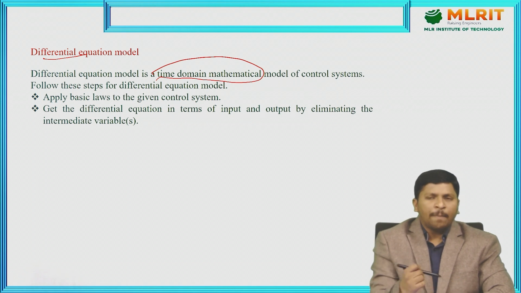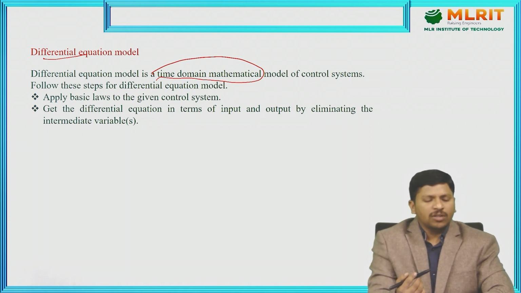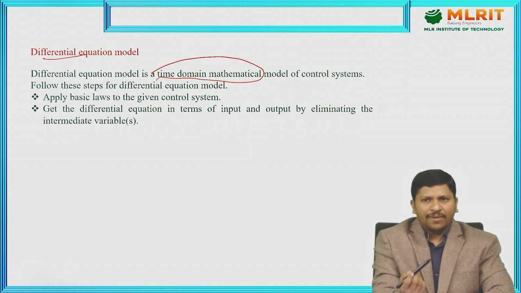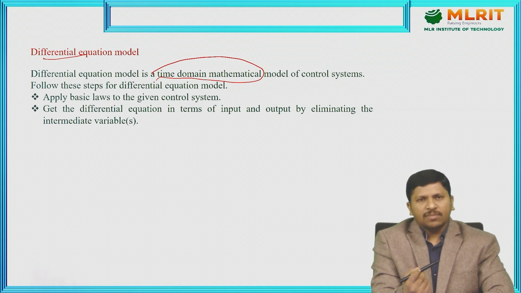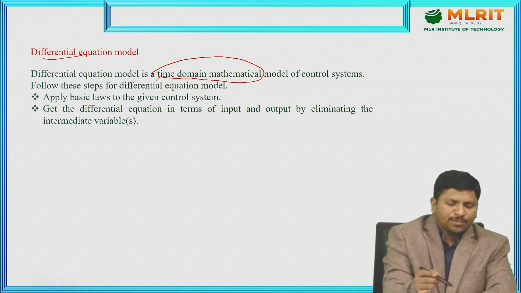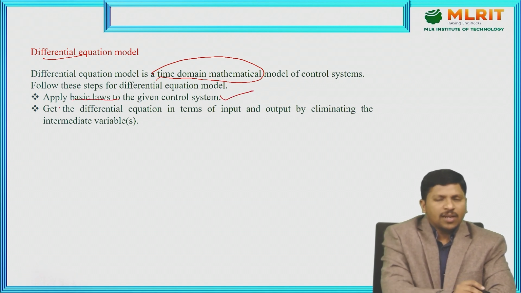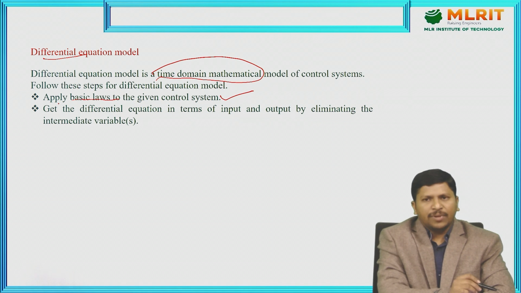The first step is to apply the basic laws. What basic laws do we have? Kirchhoff's voltage law, KVL, or Kirchhoff's current law, KCL, or the mesh law. These laws are applied to the given control system, and from that we get the differential equation.